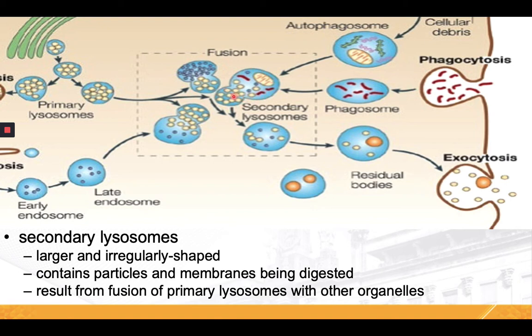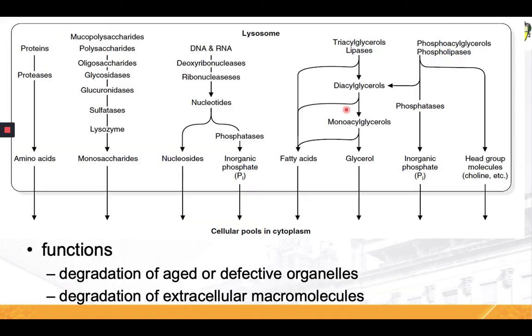On the other hand, secondary lysosomes are larger and irregularly shaped and contain particles and membranes that are being digested. This type of lysosome appears to result from the fusion of primary lysosomes with other membrane-bound organelles. Additionally, the content of these lysosomes seems to be released as a package into the phagosome, when they fuse to form the phagolysosome. Secondary lysosomes contain both hydrolases and substrates.